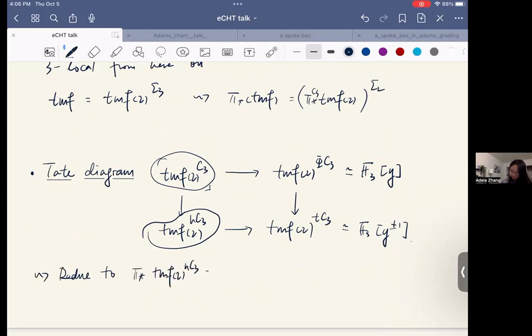Well, there is another way to express this. This is the C3 homotopy group of TMF2, but Borel-ified. Well, why is that so? Borel-ification is mapping from C3 plus into TMF2, and taking the C3 homotopy group is precisely computing the homotopy group of the homotopy fixed points of TMF.